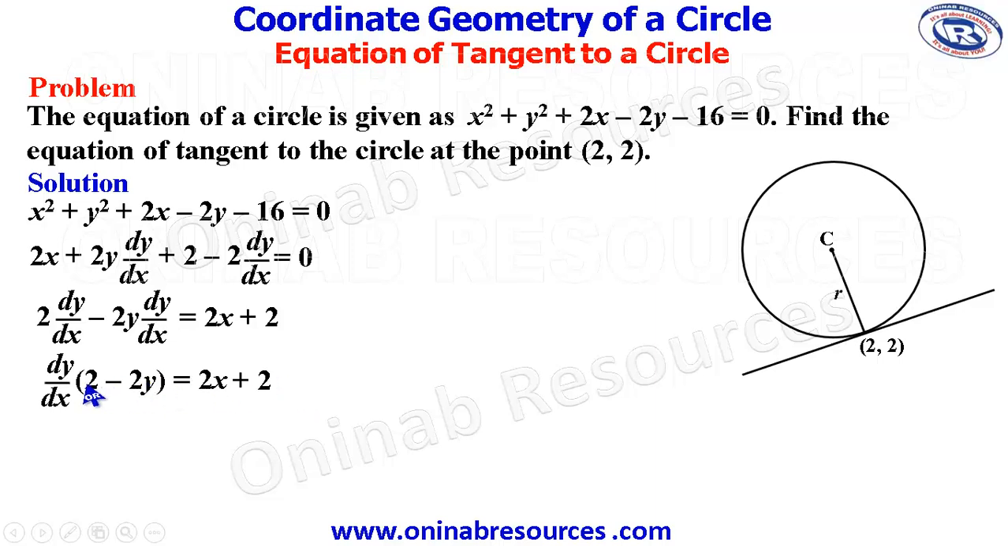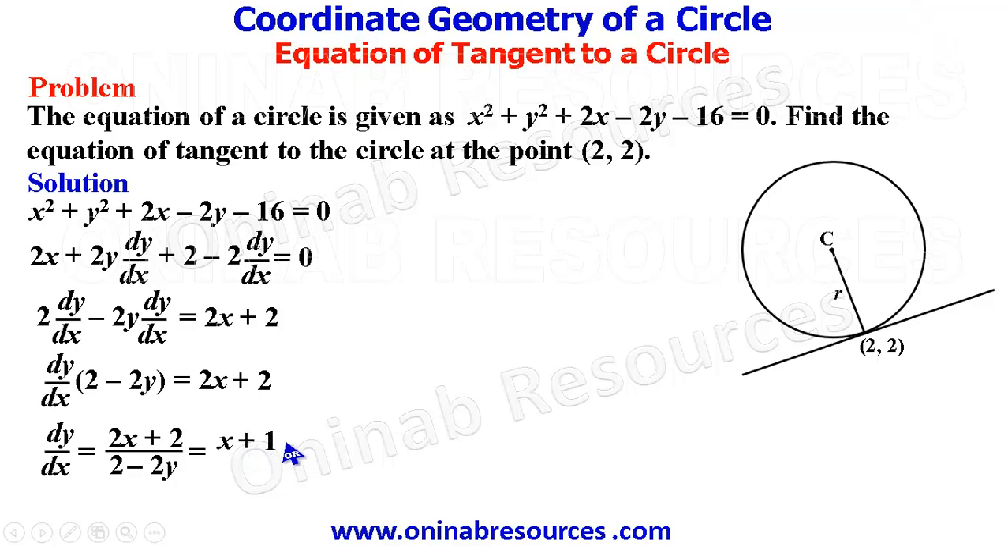Dividing both sides by what we have inside the bracket, we have dy/dx equal to (2x plus 2) over (2 minus 2y). We can multiply each term by 1 over 2 since 2 is common. At that point, we are going to have the numerator to be x plus 1 over 1 minus y.